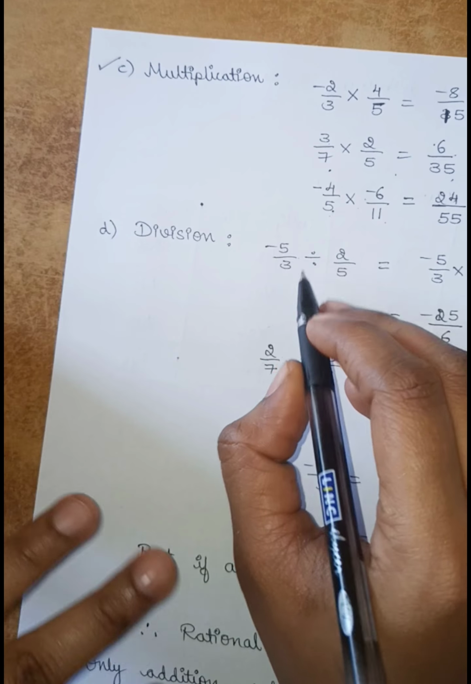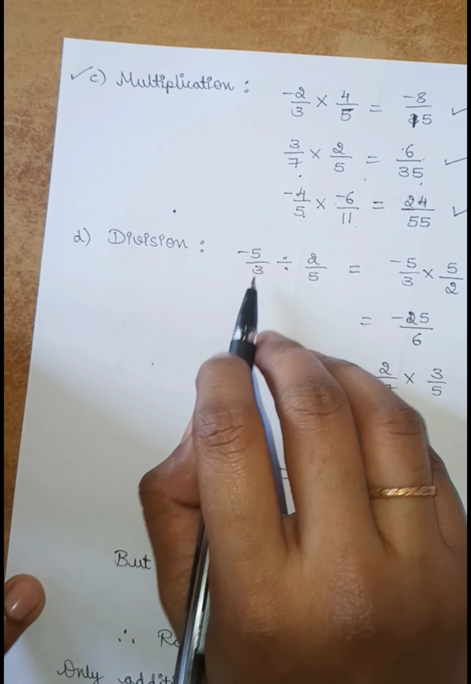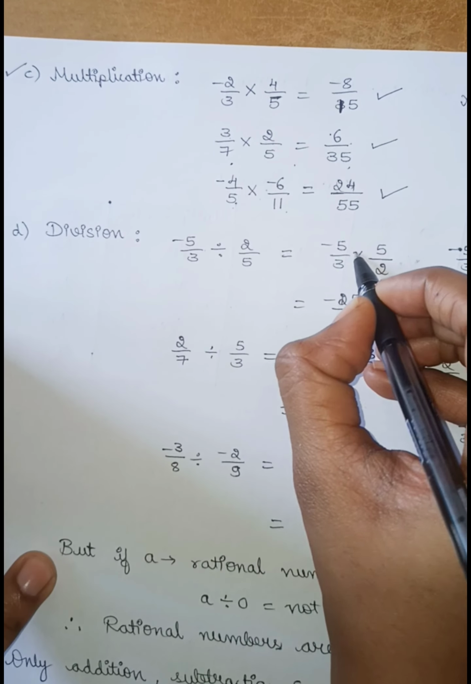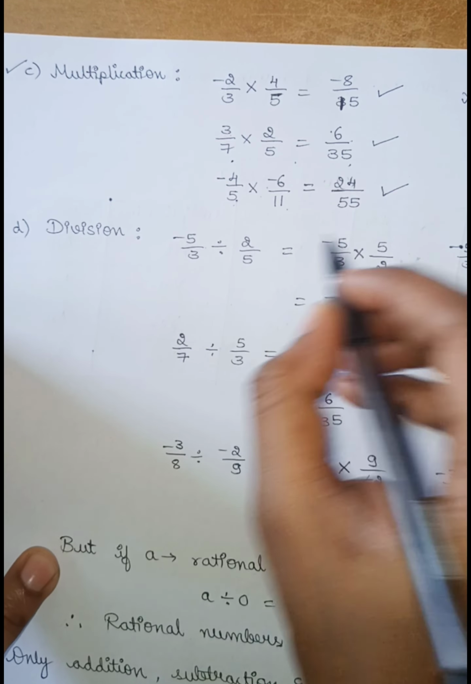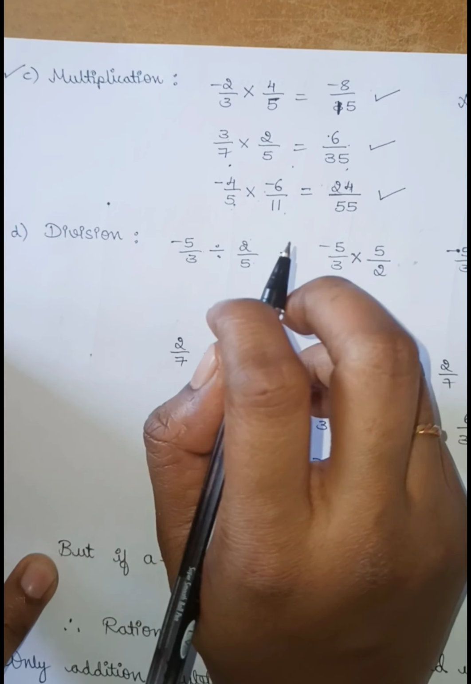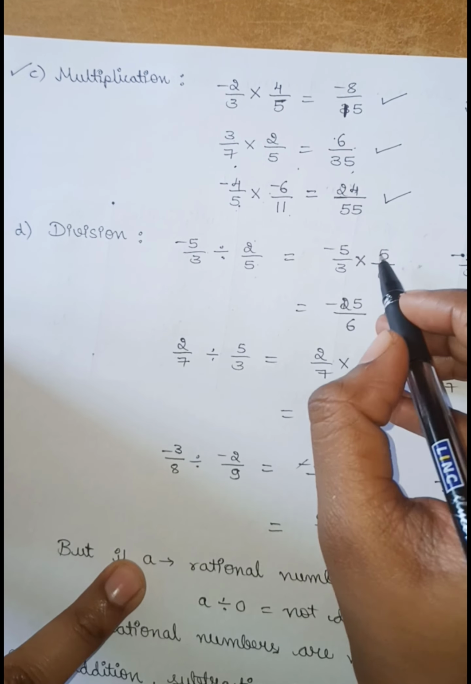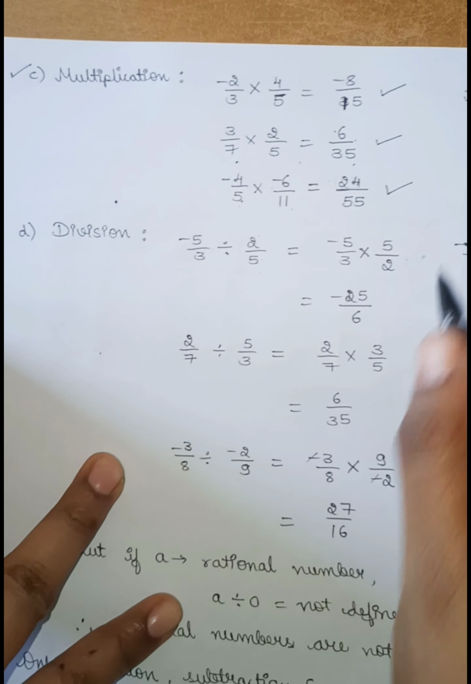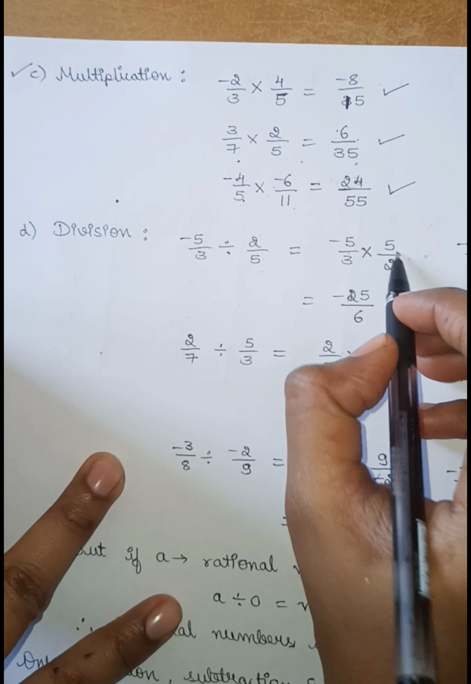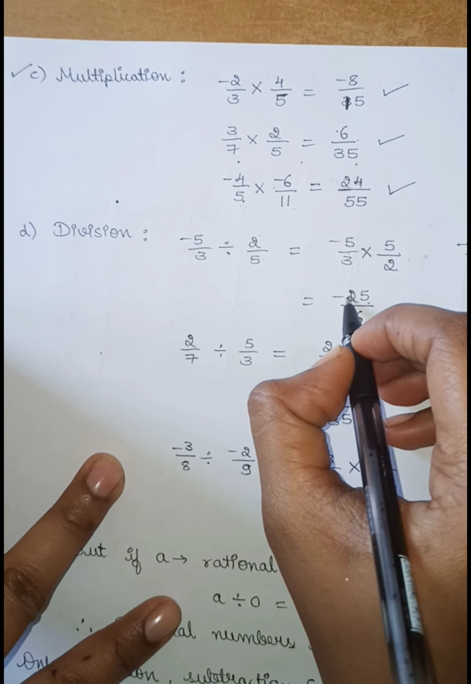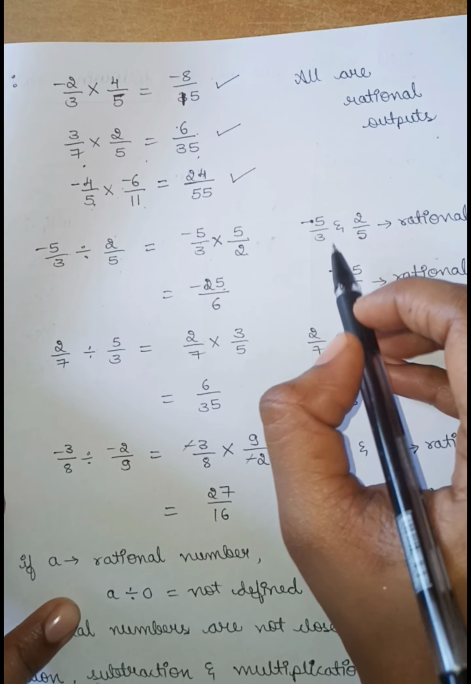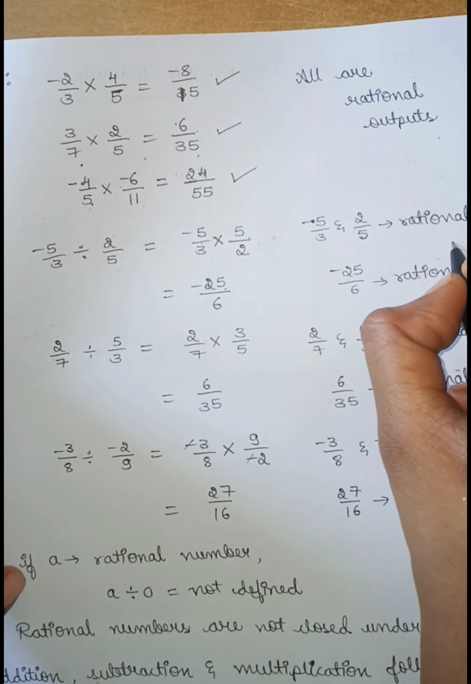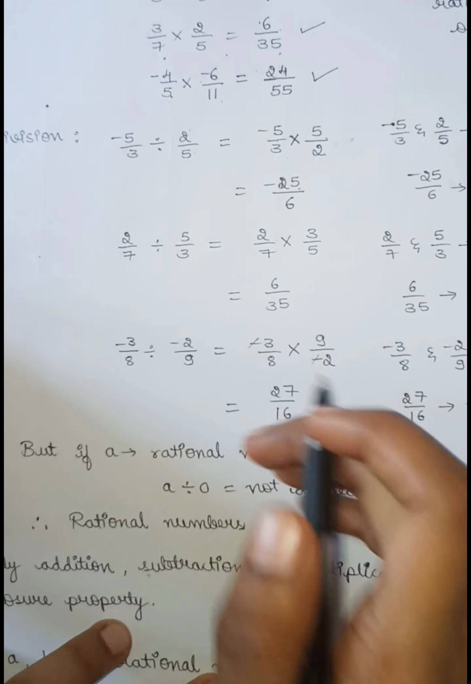Let's divide minus 5 by 3 and 2 by 5. When dividing rational numbers, we will write the first term as it is, put the multiplication sign, and reverse the second number. So 2 by 5 becomes 5 by 2. So now we will get the product of these two numbers. 5 into 5 is 25, 3 2s are 6, minus 25 by 6. Here also minus 5 by 3 and 2 by 5 are rational numbers, minus 25 by 6 is also a rational number. Here it follows closure property.